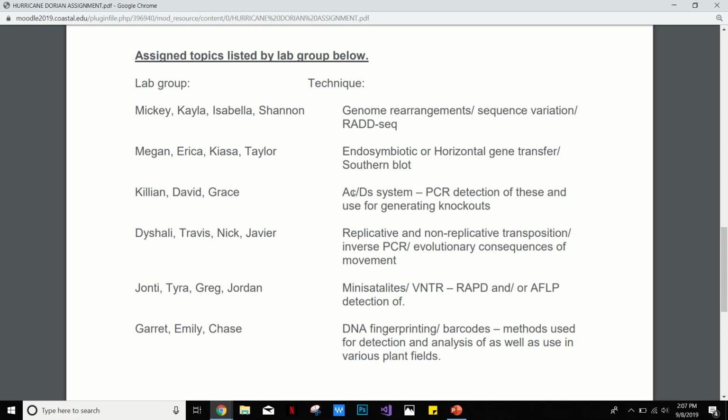Guys, today we're going to be discussing the Ac/Ds system and the techniques and applications behind PCR detection of the Ac/Ds systems and the use of the Ac/Ds system in generating knockouts.